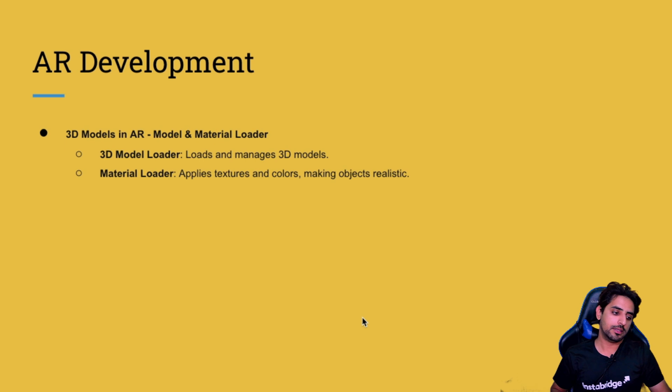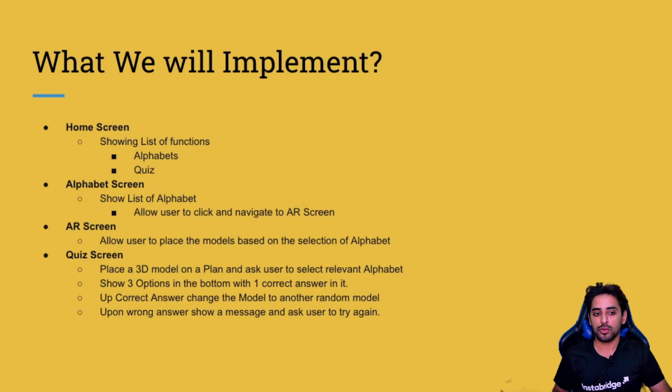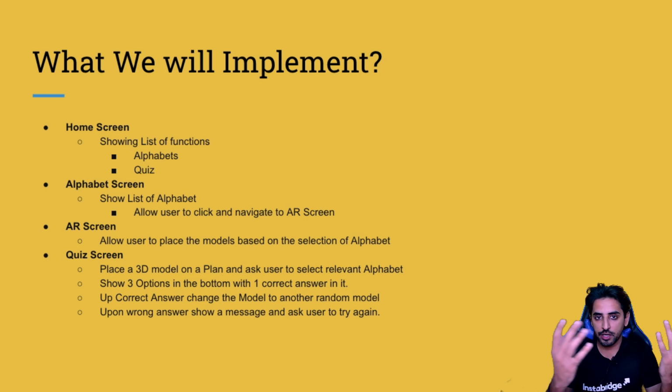So the next thing is what we will implement in this video. We have more or less 4 screens in this specific project. The home screen will have just 2 buttons, nothing fancy. One button will be alphabets, and the second button will be quiz. The alphabet screen is responsible for showing a list of alphabets, and when the user clicks on one specific alphabet, it will open an AR scene view, where by tapping on the screen, as I mentioned, doing the hit tests, we will be placing different models on the anchors. So that's what we will be doing as the first part of the app.